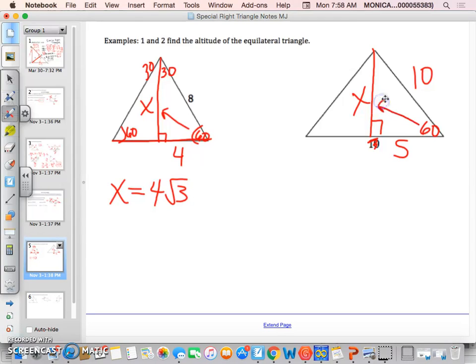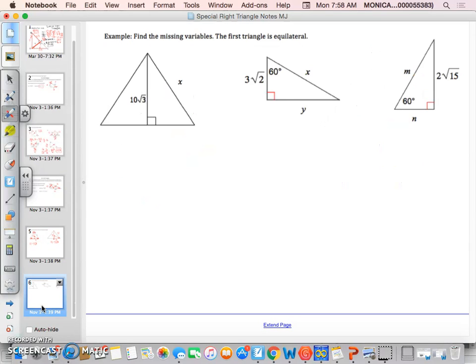It is the long leg, right? So I just multiply the short side by the square root of 3. So my final answer is 5 square roots of 3. And again, the hard part about this is going to be memorizing the rules. That's going to be what you need to know how to do.